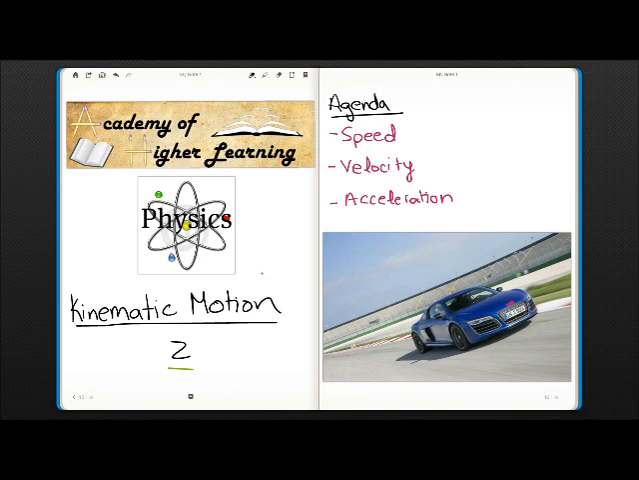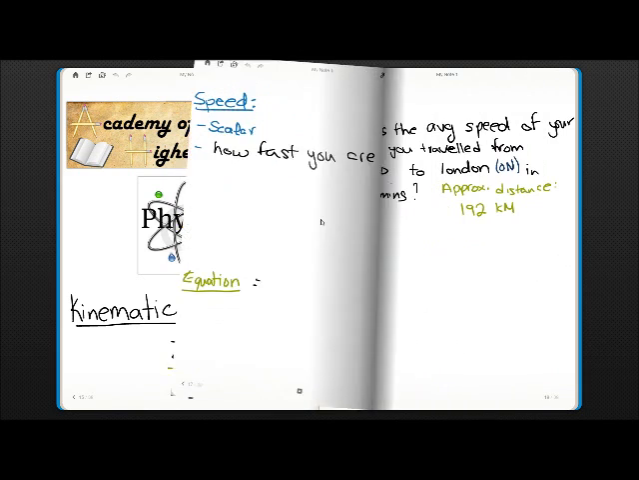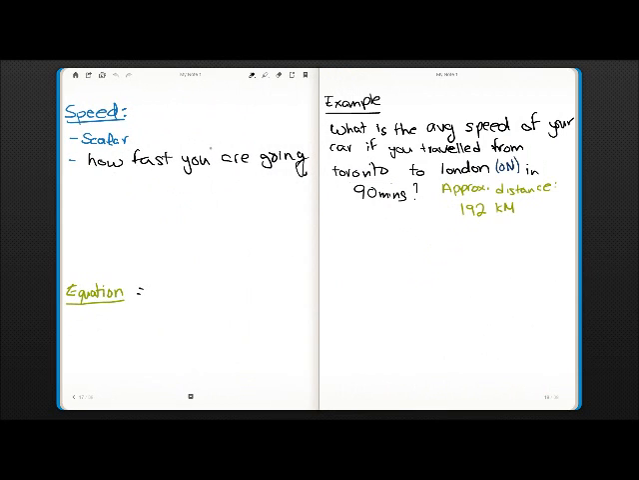Hello and welcome to today's physics video on kinematic motion, part 2. In this video, I will be going over the following: speed, velocity, and acceleration. So let's start with the first one, speed. Speed is a scalar and it's basically how fast you're going. Therefore, the equation is v, without the vector symbol arrow, equals distance over time, or you can just write down d over t.